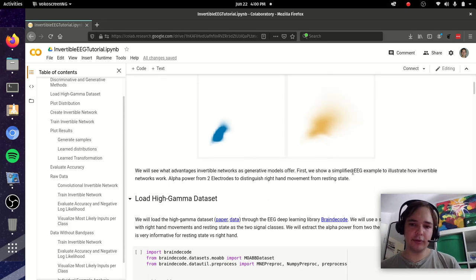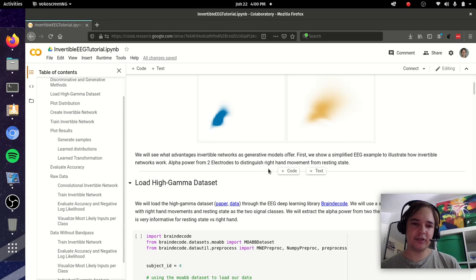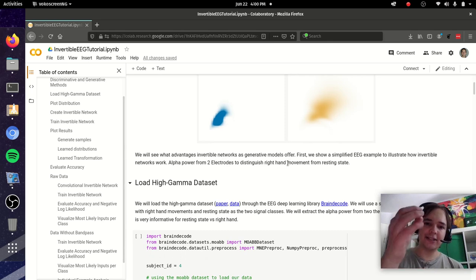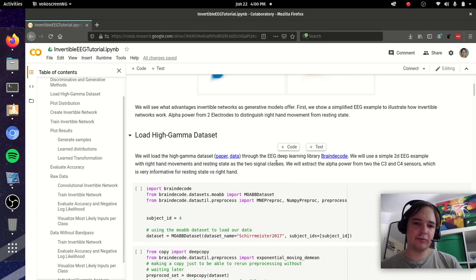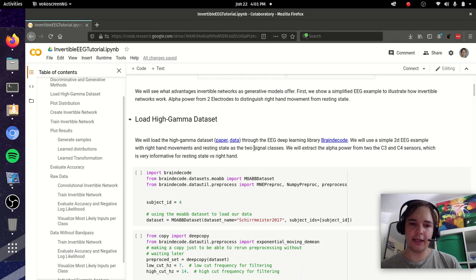And the first thing we'll do now is we will use a simplified EEG example to illustrate just how these invertible networks work, so that you get a feeling for them. And this simplified example will be using the alpha power from 2 electrodes only to distinguish between the right hand movement and the resting state EEG signal. And for that we will load the so-called high gamma dataset, which is a dataset we collected here in Freiburg, with different movements: right hand movement, left hand movement, resting state. And we will use the open source library BrainDecode to load this data.